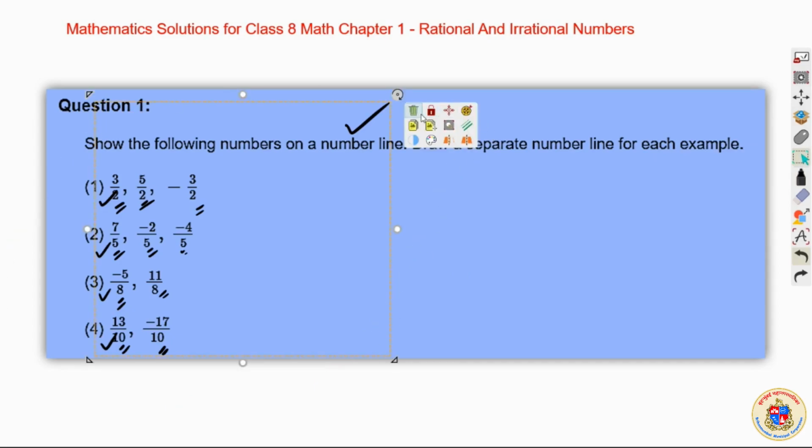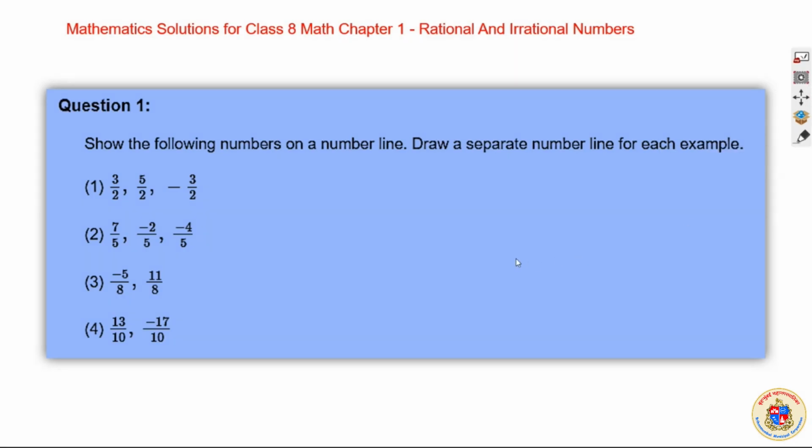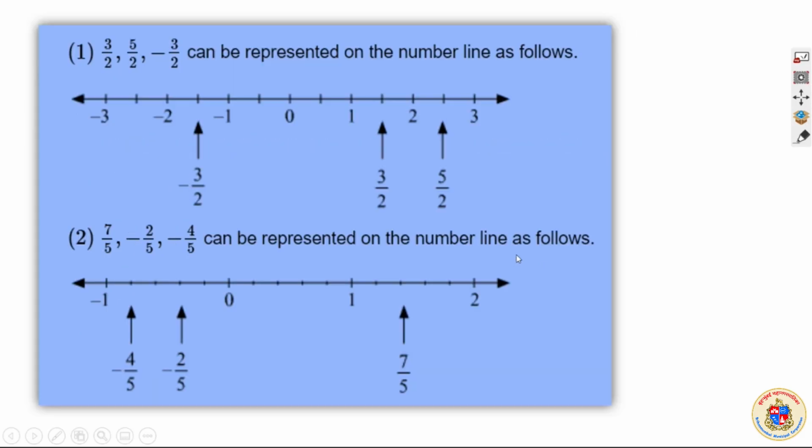Okay, I am showing you the answer. You will pause the video here and do the number line, then you will click the video further to know how the number line is created. Okay, that is your duty.